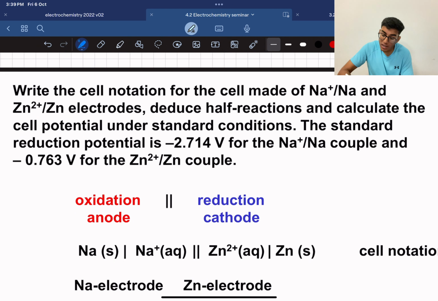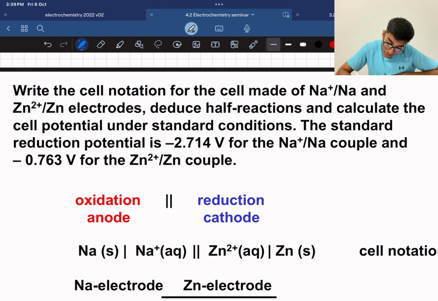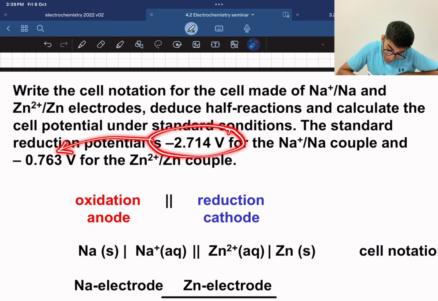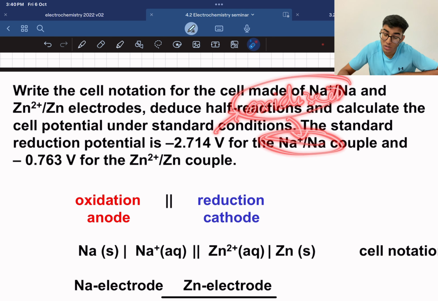So what I'm trying to say is they are going to give you the values in reduction form. But you don't look at it and say, oh my god, that's reduction, what do I do, both are reducing. No. Use your brain and say, okay, this is lower in value when compared to this. That means this will get more oxidized. Hence, this will be the thing which undergoes oxidation.